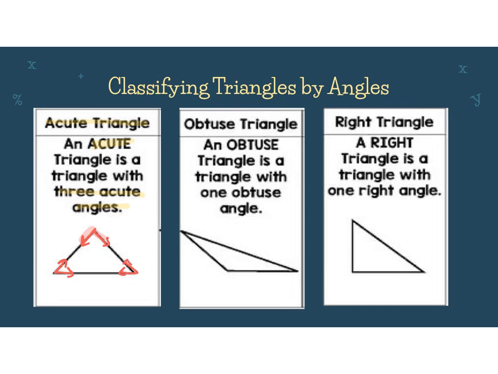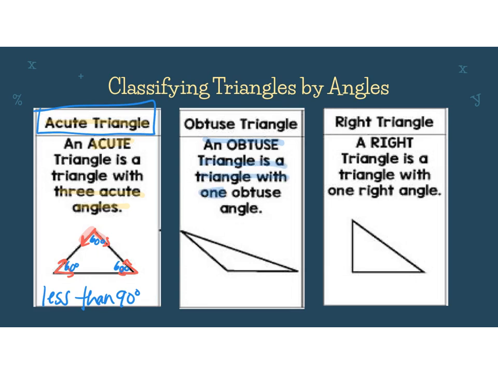If this triangle, for example, had numbers, it'd be like 60 degrees, 60 degrees, 60 degrees. All of those corners of our triangle are less than 90 degrees, so we know it's acute. All right. Now, an obtuse triangle is a little different. An obtuse triangle is a triangle with one obtuse angle.